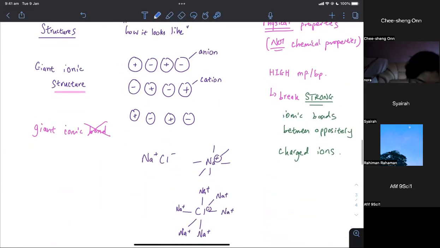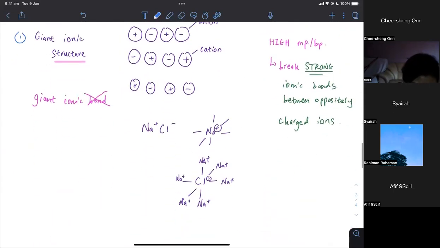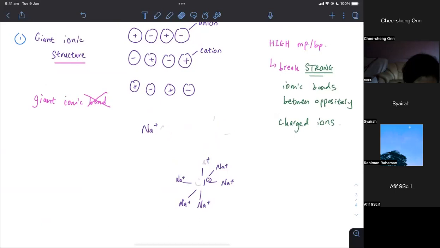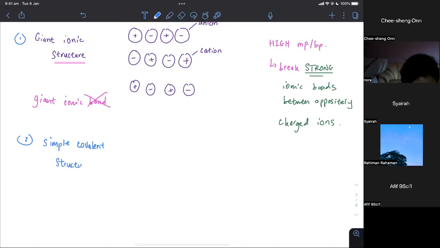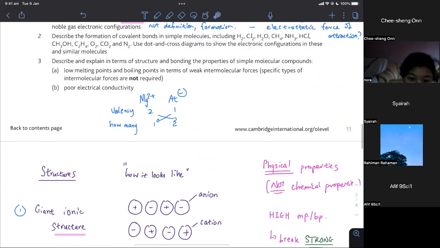Okay, let's go to the second structure. So the second structure I'll be talking about is simple covalent bonding. By right, I usually like to talk about the giant first, but it doesn't matter. Let's just move step by step. The fact that you have a simple structure, it has to be the covalent thing then, but a simple covalent structure has a low melting and boiling point. The fact that you have a simple structure is associated with low melting and boiling point.